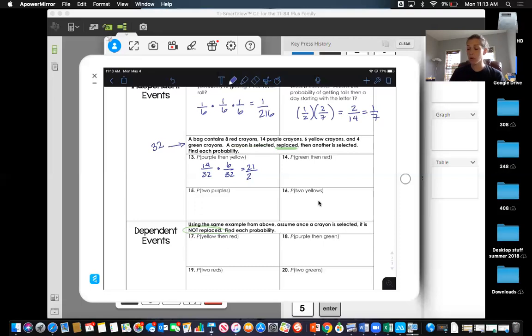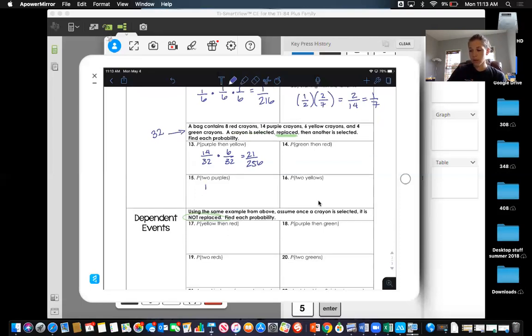Okay, if you are doing 2 of the same type, I would do 14 out of 32 times 14 out of 32. Because it's getting put back in there, you technically can pull the same crayon twice. And that would give me, in the end, 49 out of 256.